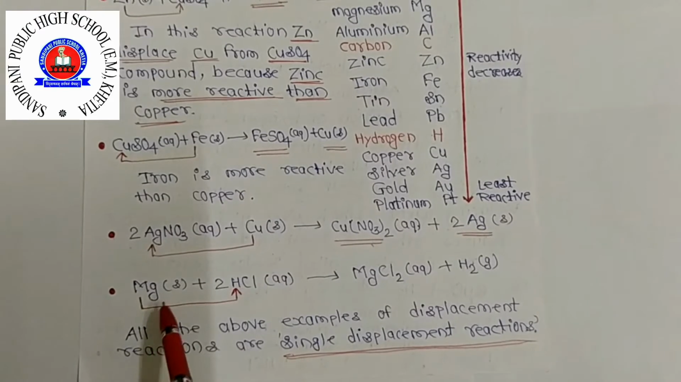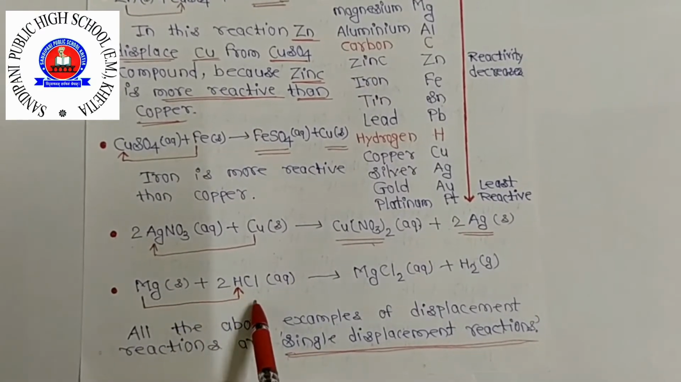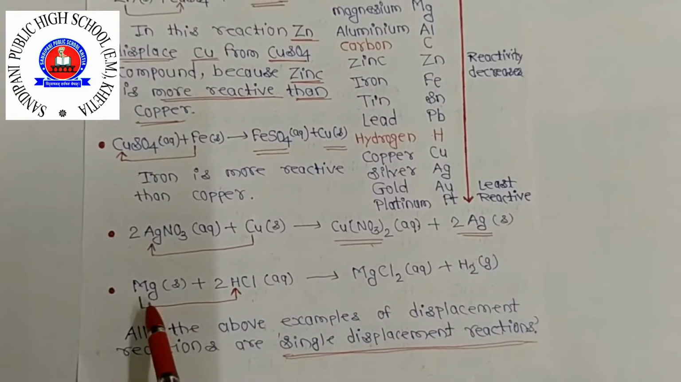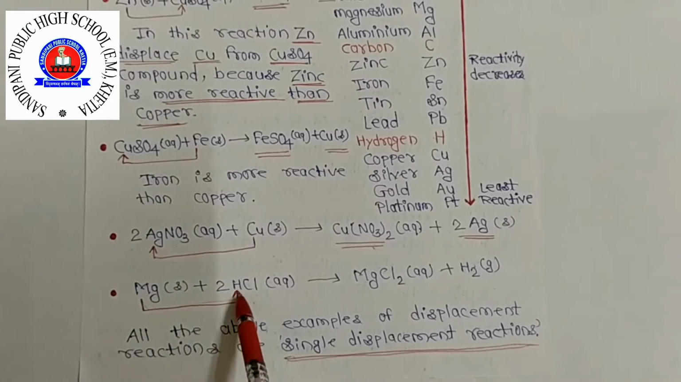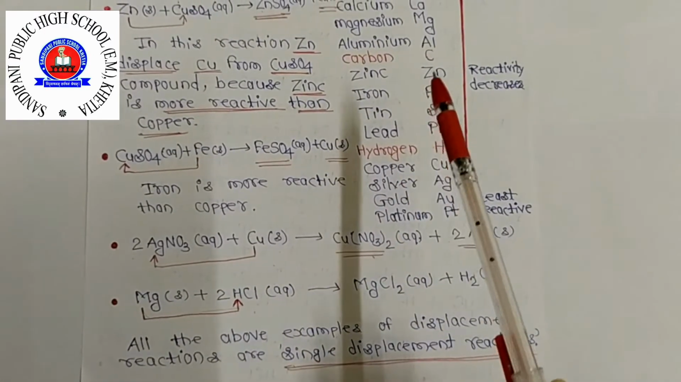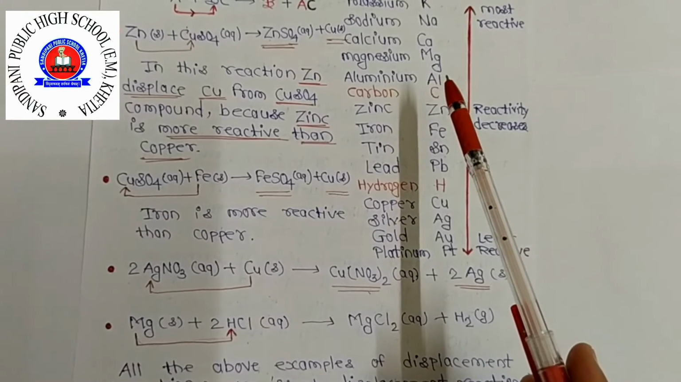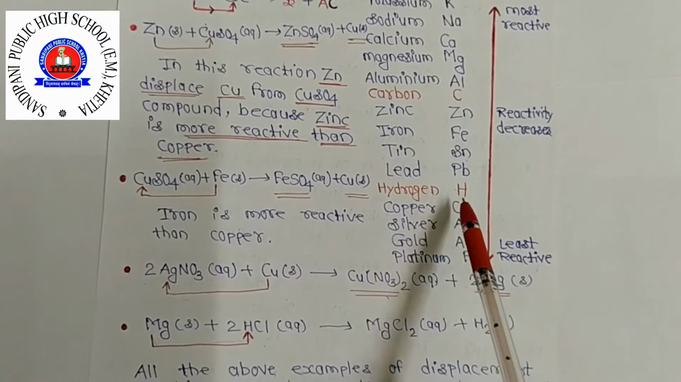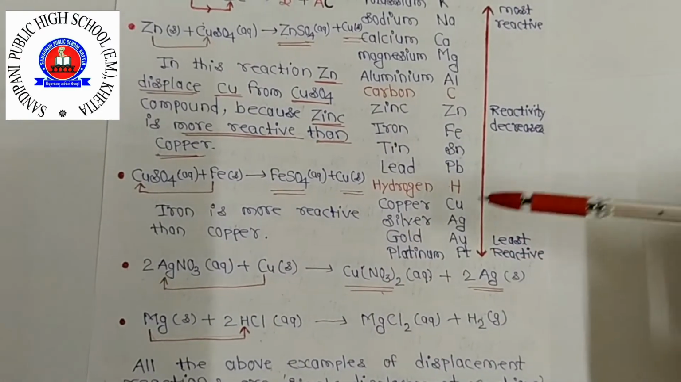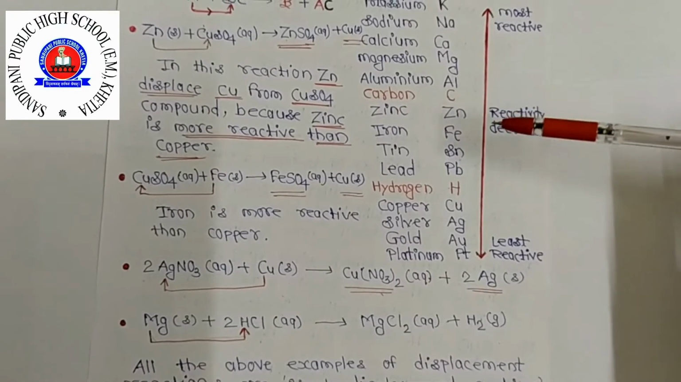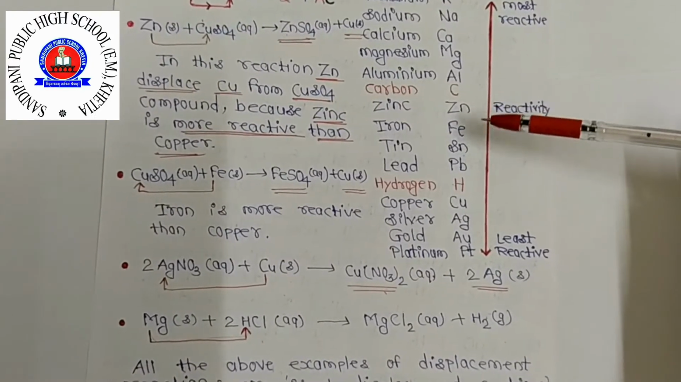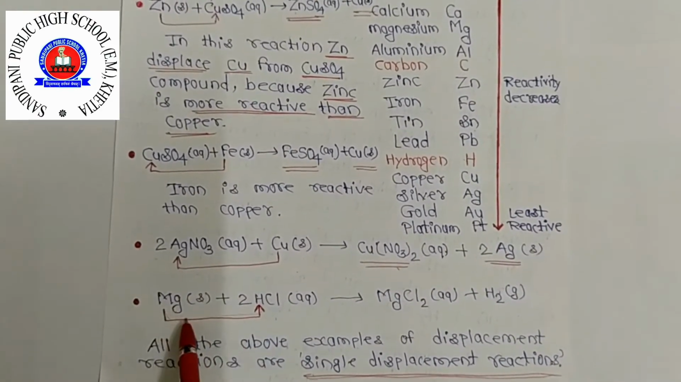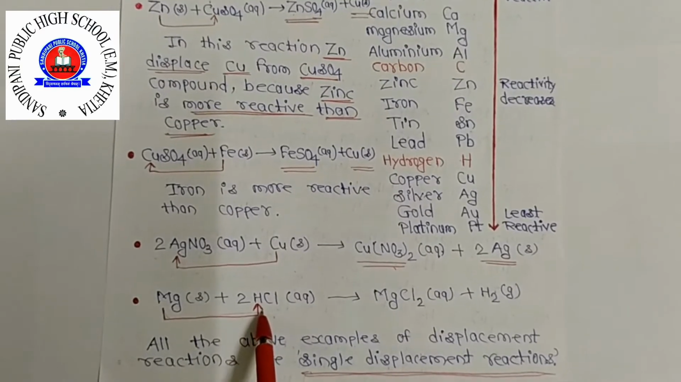And here magnesium plus hydrochloric acid, and after the reaction magnesium chloride and hydrogen will form. So here magnesium displaces the hydrogen, because magnesium is more reactive. Look at that series. Magnesium is more reactive as compared to hydrogen, because in the reactivity series when we go upward the reactivity increases, and when we go downward the reactivity decreases.